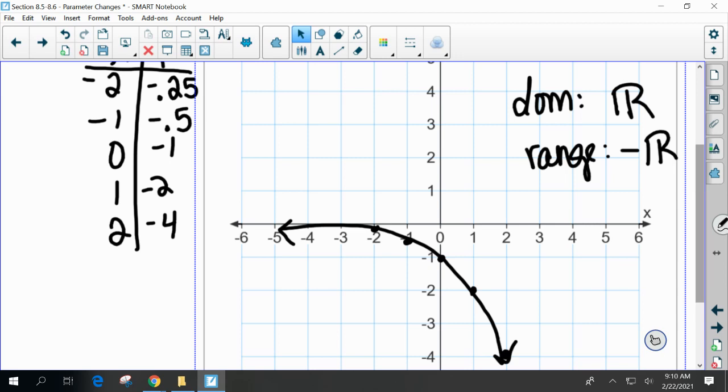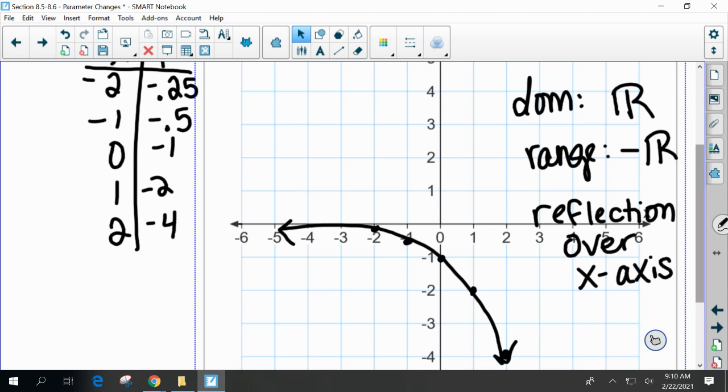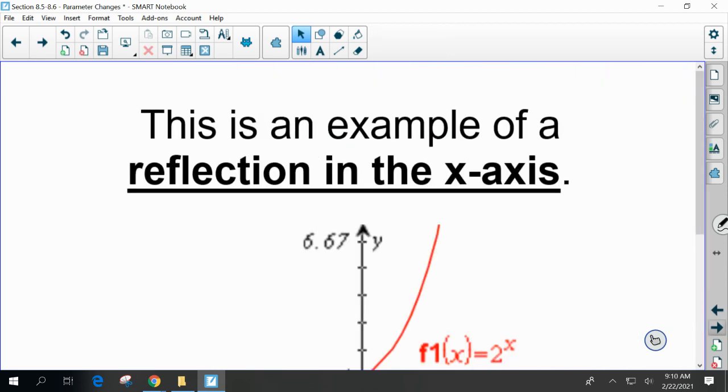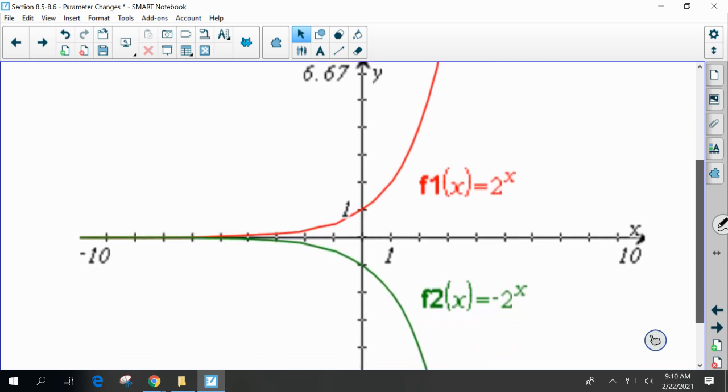And then what happened here, whenever you have a negative in front, we created what was called a reflection. Now, did this reflect across the x-axis or the y-axis? Correct, reflection over the x-axis. Okay, so this is an example of what that looked like, when the two graphs are the same. So it reflected across the x-axis, but other than that, it's exactly the same.